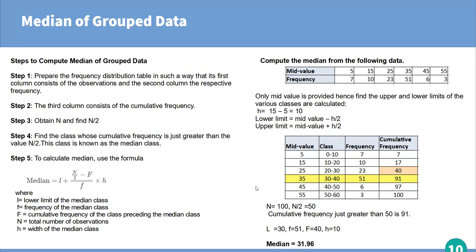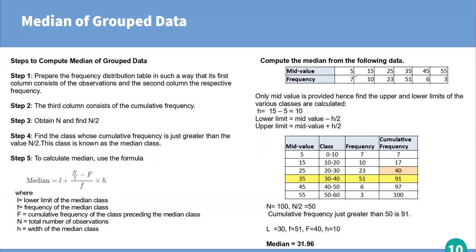Let's see how to compute the median for grouped data. This is slightly different from the previous steps. We have a set of steps to compute the median for grouped data. First of all, prepare the frequency distribution table in such a way that the first column consists of the observations and the second is the respective frequency. Let us take this example. In this example, we have a middle value rather than a range, so we need to convert this middle value to the lower limit and the upper limit.